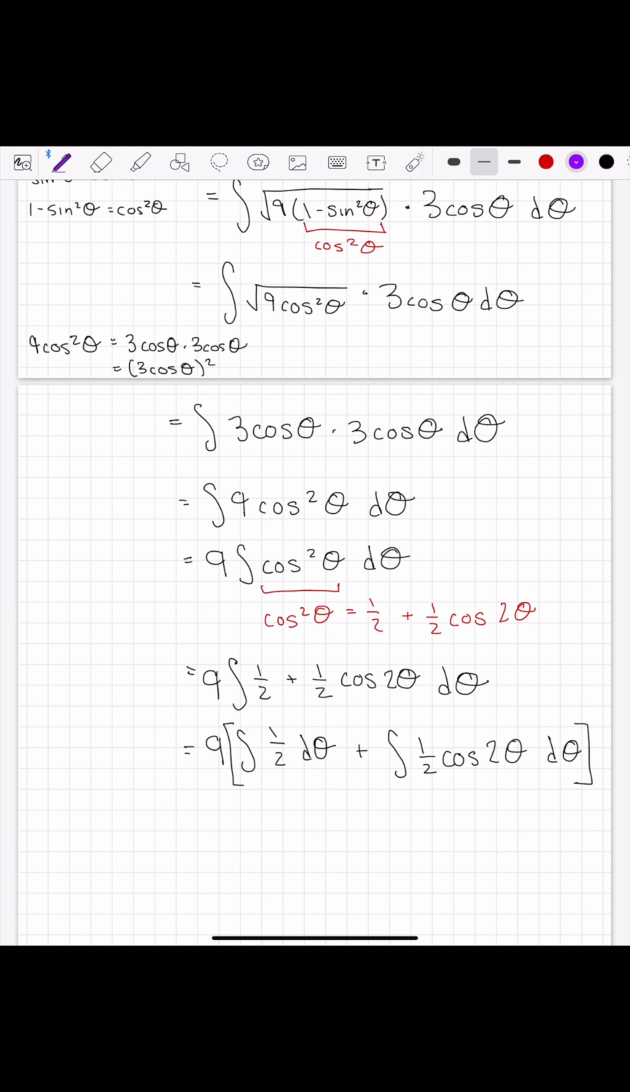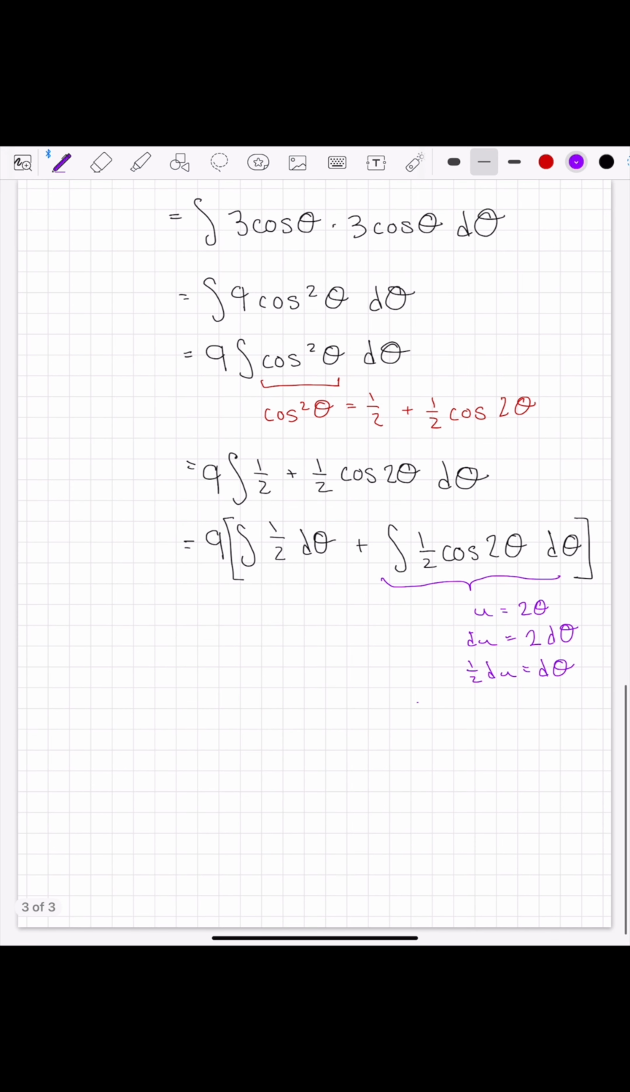And so we can do a u substitution on this integral here, where we let u be 2 theta, and then du is 2 d theta. So 1/2 du is d theta. So this integral becomes 1/2 cosine of u times 1/2 du. This replaced the d theta in here. So we can pull out 1/2 times 1/2, which is 1/4, times cosine u du.